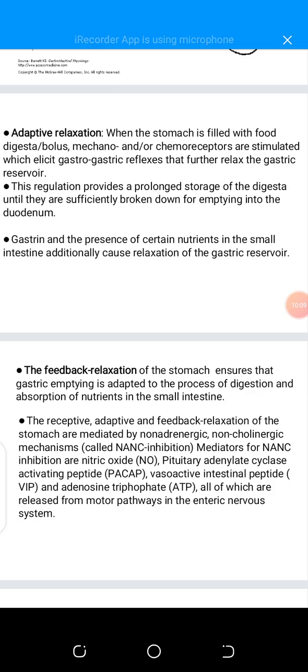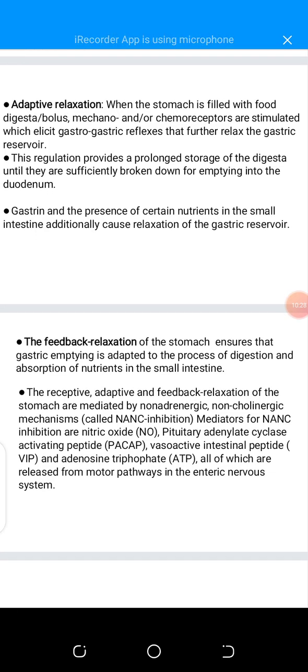The feedback relaxation of the stomach usually takes place when certain nutrients found within the stomach are emptied into the duodenum. The essence of this is to ensure that the rate at which the stomach empties its content into the duodenum is well adapted to the process of digestion and absorption of nutrients in the what? In the small intestine. I hope you understand that.